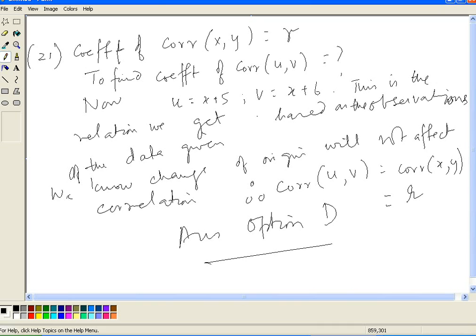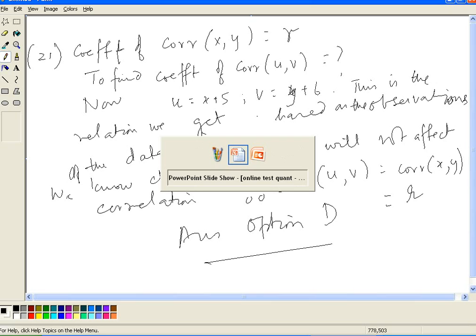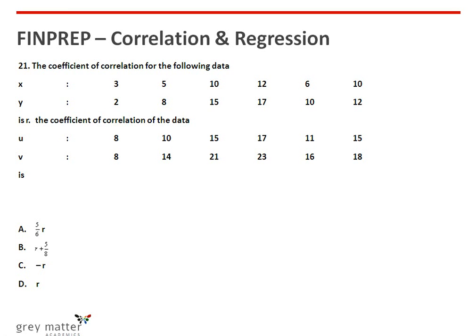We know change of origin will not affect correlation. Therefore, correlation of u comma v is equal to correlation of x comma y, which is equal to r. So the answer is option D. Going to our PowerPoint presentation, it is option D, which is r.